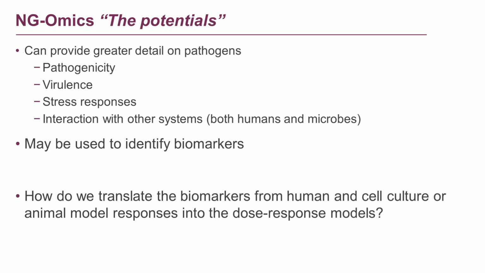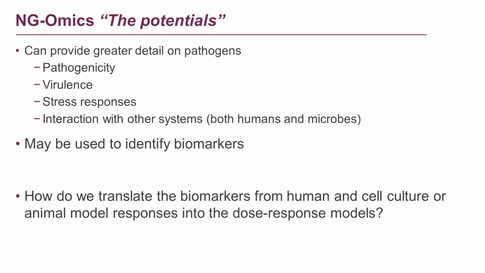So in the end, our paper describes, if we take all of this into account, what are then the potentials of omics? And I think that the potentials here are very much on hazard identification. You can provide greater details on pathogens when you look at omics data. It can say something about variability in pathogenicity, in virulence. It can reveal things on stressor responses like Heidi already introduced, and it can say something about the interaction with other systems, both for humans and microbes.